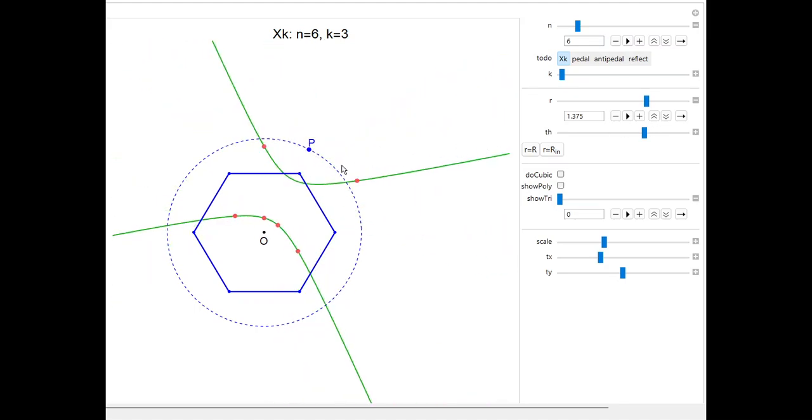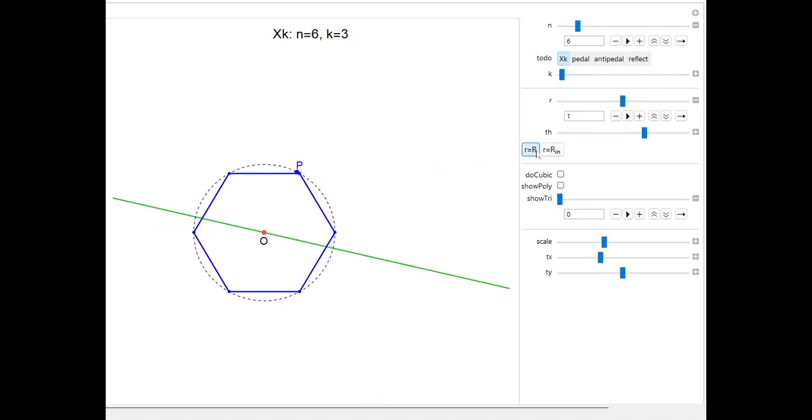Let's put P on the circumcircle. I get, by definition, the same kind of degeneracy because all the circumcenters of all of the triangles that I'm considering here are going to be, by definition, inscribed in that circumcircle. So all the x3s are going to fall upon O. This is not a fun example.